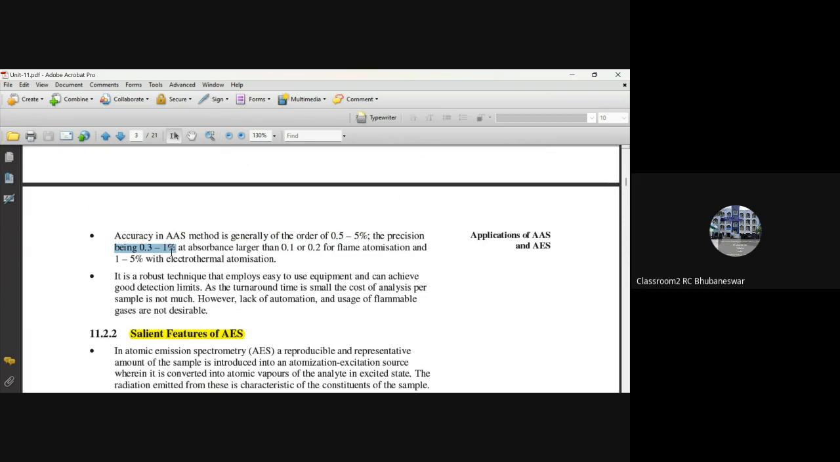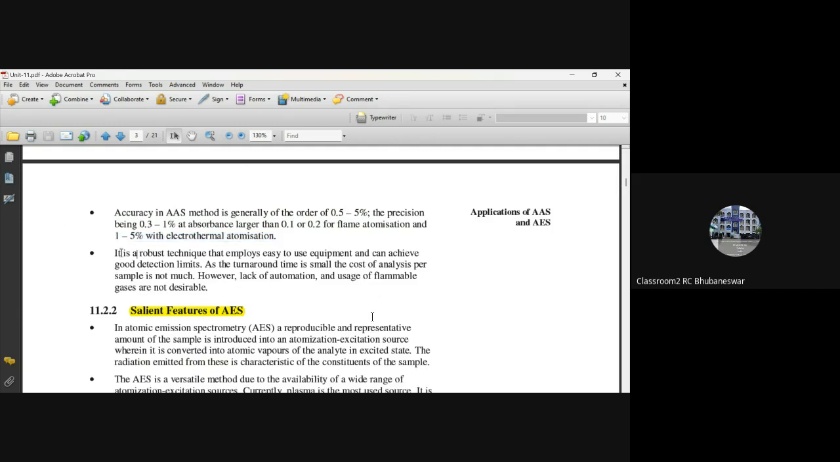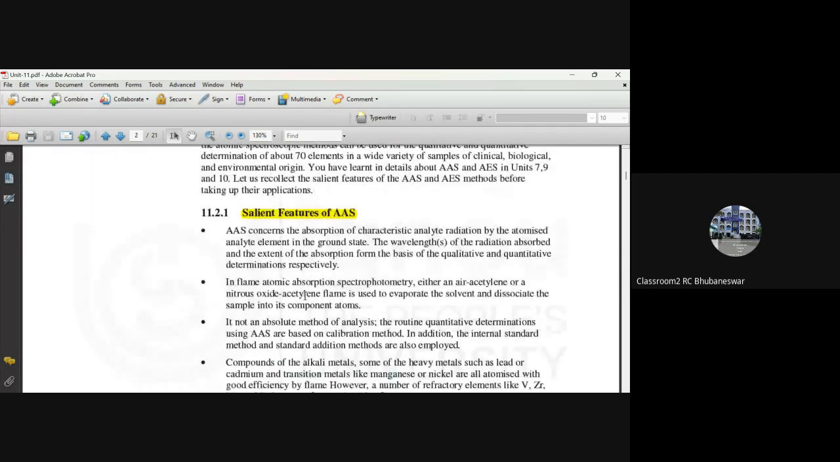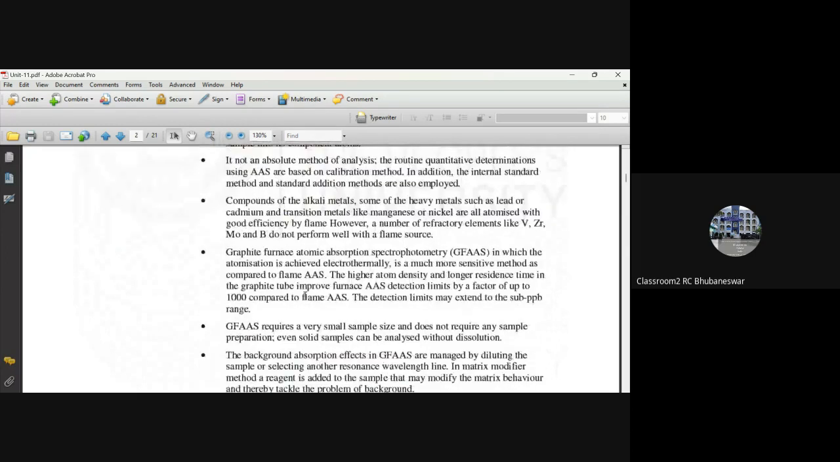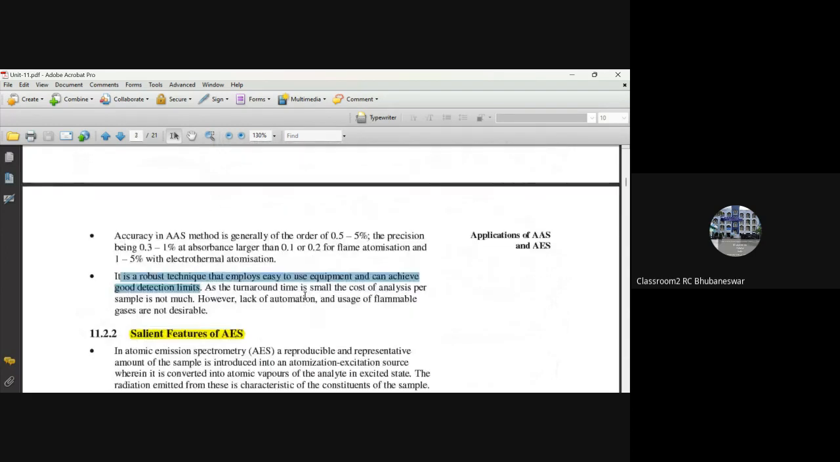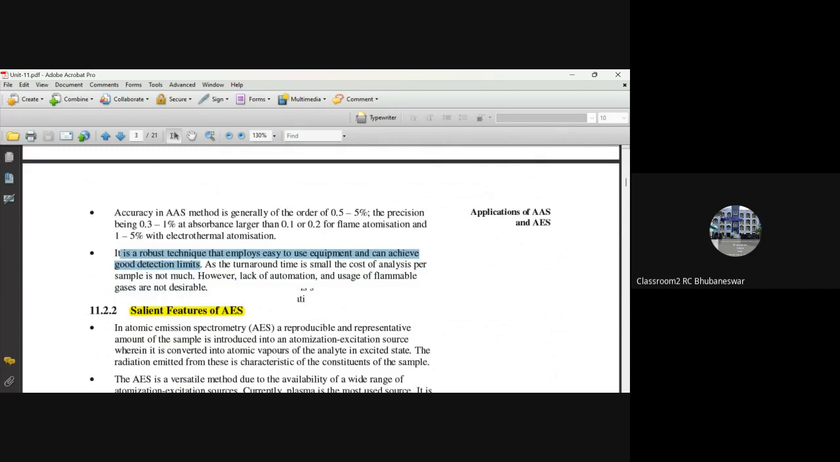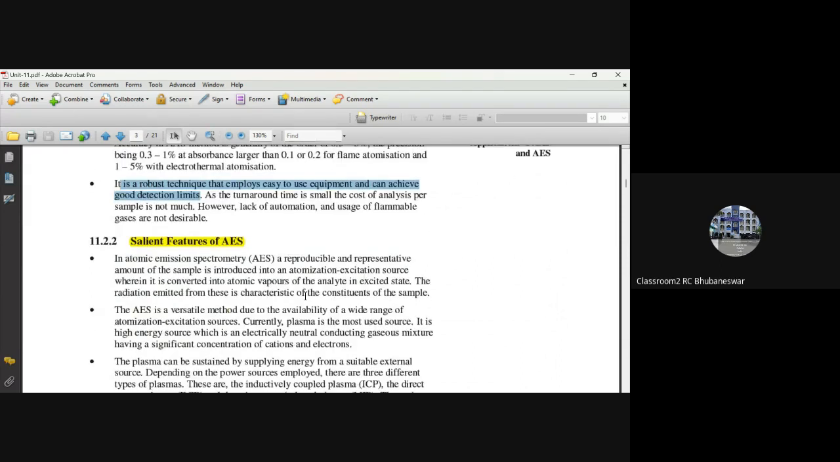Then accuracy in the AAS method is generally of the order of 0.5 to 5%, and the precision is 0.3 to 1% at absorbance larger than 0.1 or 0.2 for the flame atomization, and 1 to 5% with the electrothermal atomization. So it's a robust technique that employs easy to use equipment and can achieve a good detection limit. So these are the salient features of AAS, which we already discussed in the last class elaborately. But here, in a comparative and descriptive way, you are going to get a full packet of that AAS.